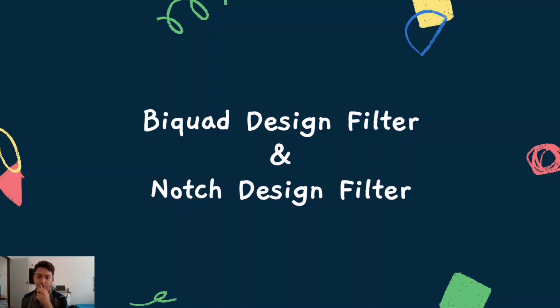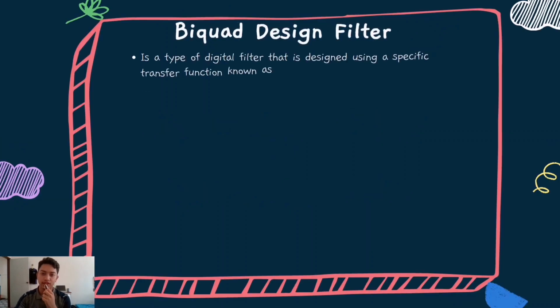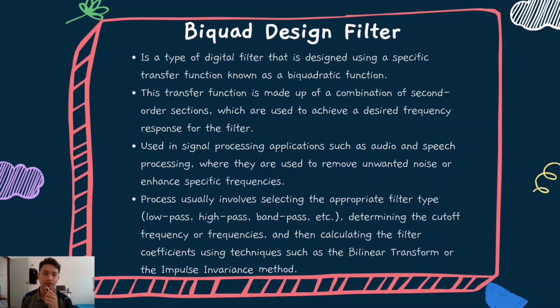I'll talk about the biquad design filter and the notch design filter. A biquad design filter is a type of digital filter that is designed using a specific transfer function known as a biquadratic function. This transfer function is made up of a combination of second order sections which are used to achieve a desired frequency response for the filter.